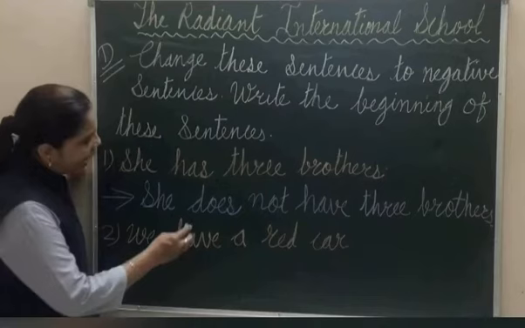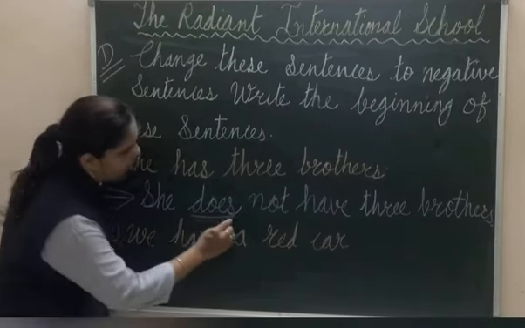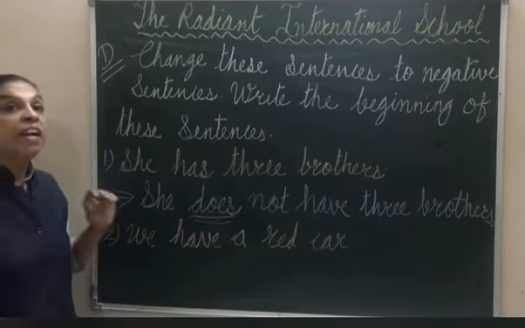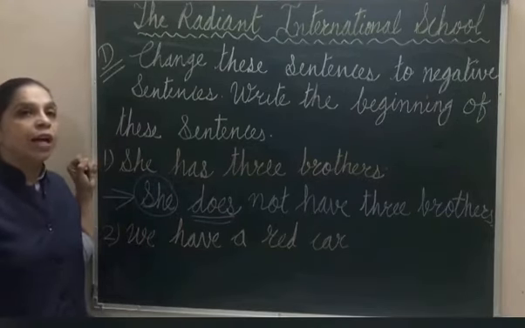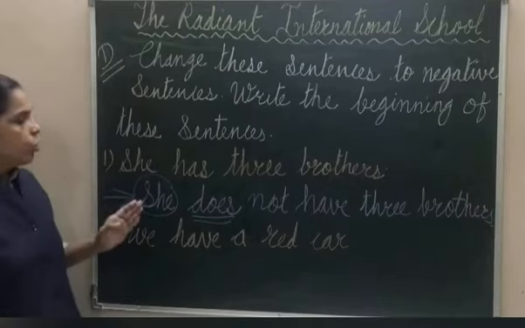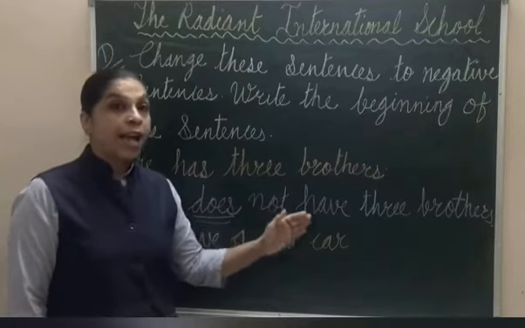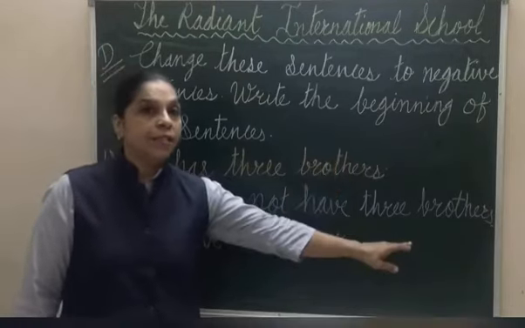Now, why have we written does over here? यहाँ पे does क्यों लिखा? Because she is a singular pronoun. So, she does not have three brothers.